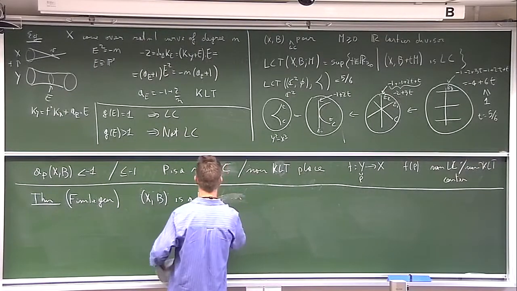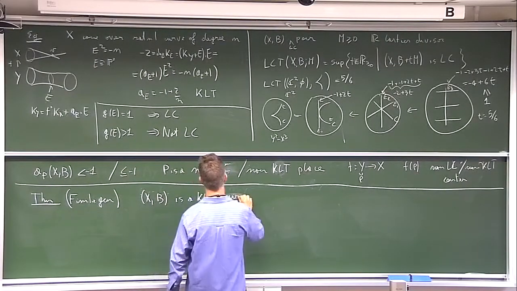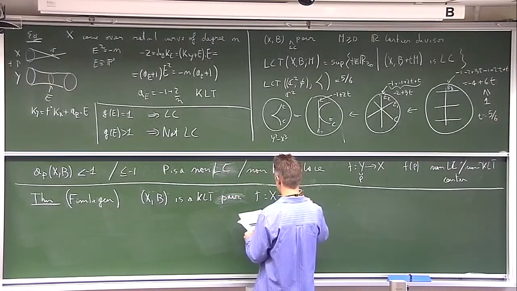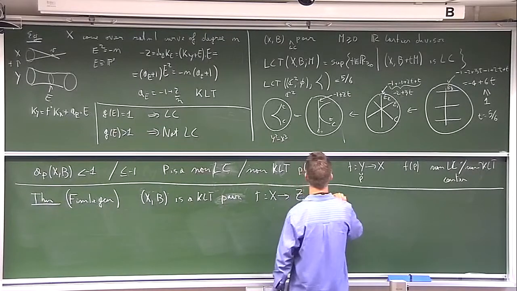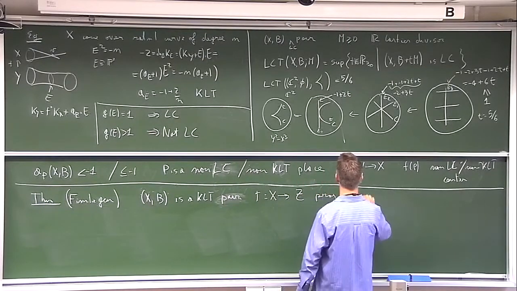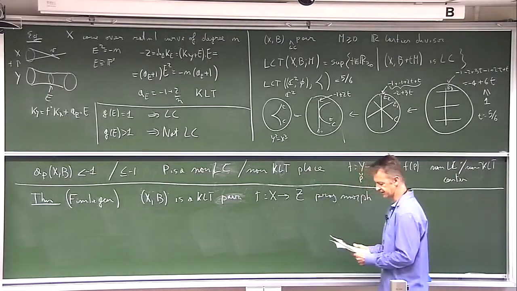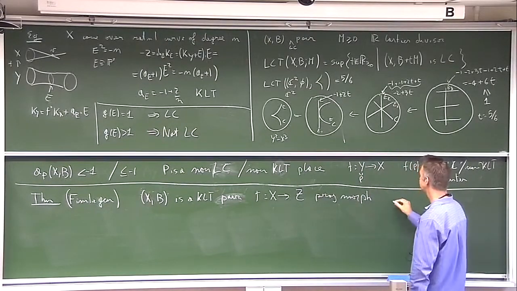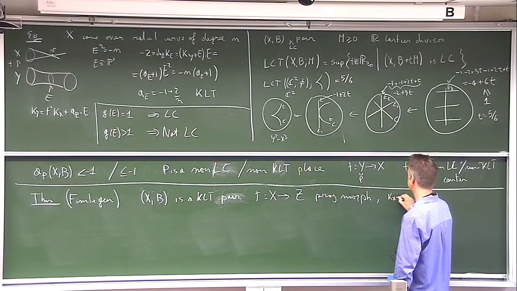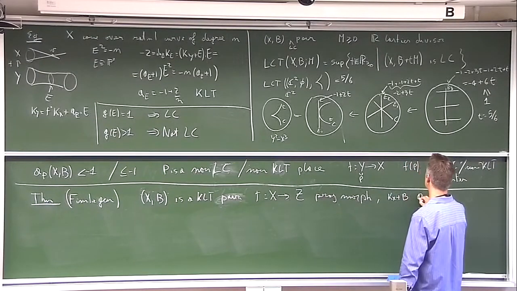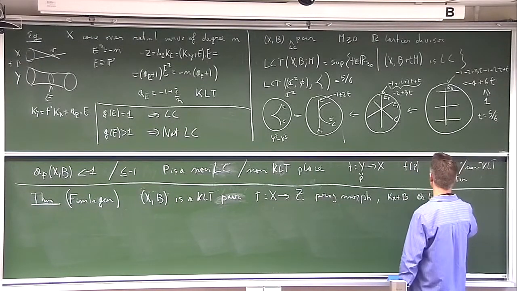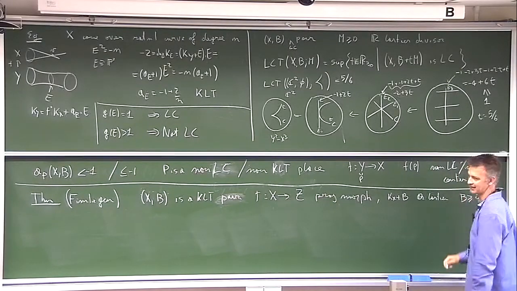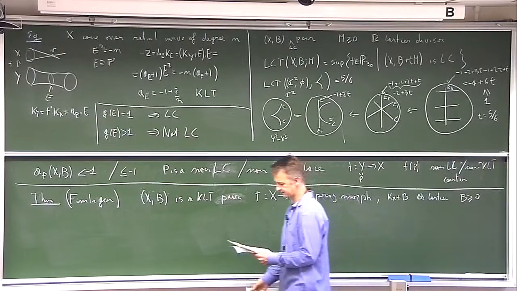Now let's state it more in general. So it's a KLT pair, and let's say that f from X to Z is a projective morphism. I'm going to state it in the relative setting because I will need it in the relative setting. And let's assume that K_X + B is actually Q-Cartier. I typically assume that B is effective, but let me emphasize that it's effective.